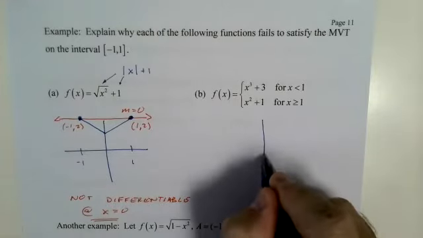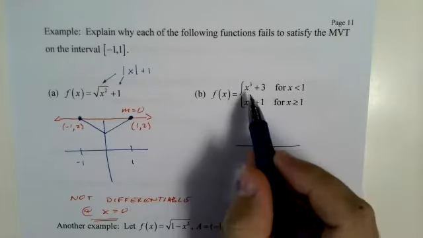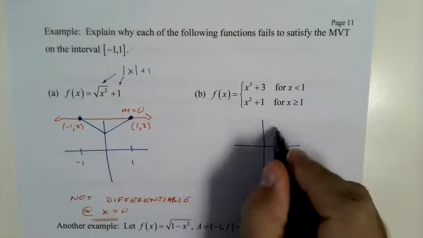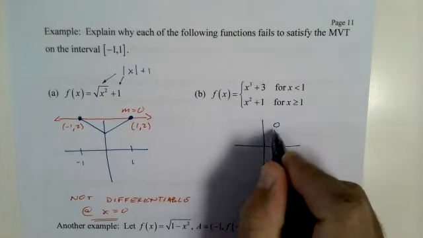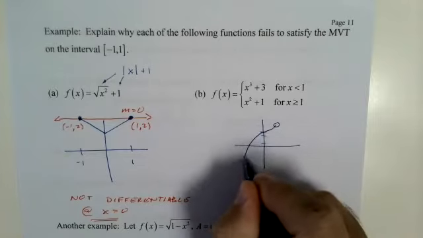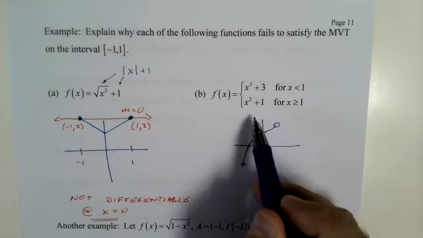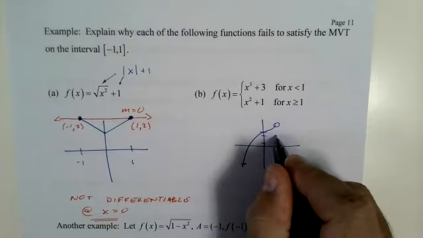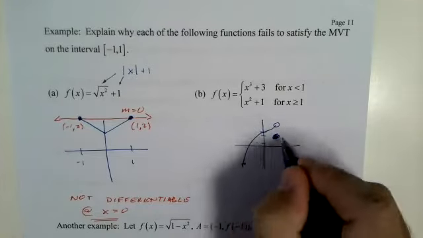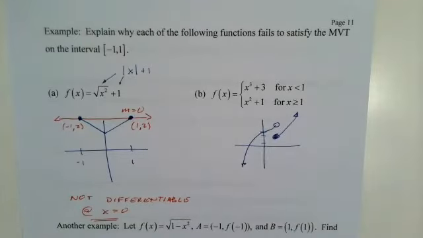So here we got x is less than 1. Plug in 1, we get 4. So we've got a hole here, and it's up there at 3, something like this. And then x squared plus 1. 1 plus 1 is 2, and that's a solid dot. It's x squared, so it's doing this. All right.